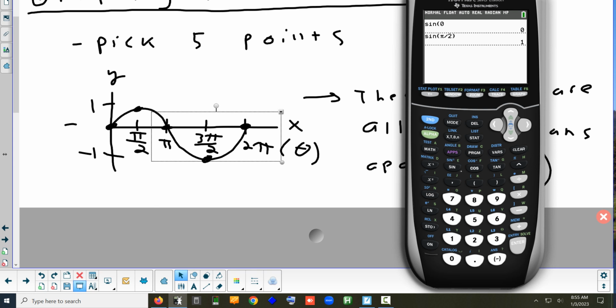If we do 180, sine of pi, pi is the x value. That's what I'm plugging in. When I hit enter, I'm going to get the answer. What does it look like the y value is at pi? Yep, 0. And we could go through and check all of them, but if you plug in 3 pi over 2, you get negative 1. And if you plug in 2 pi, you get 0. So that's where those numbers are coming from.